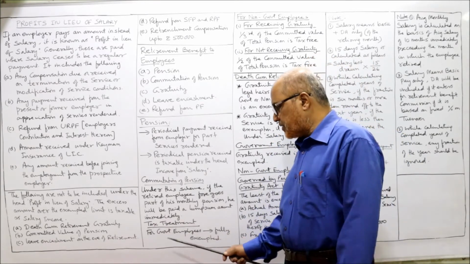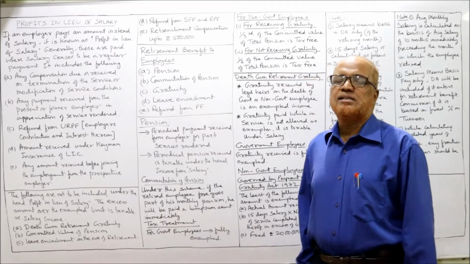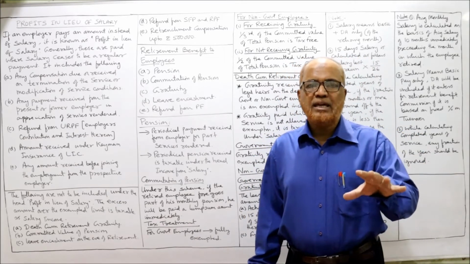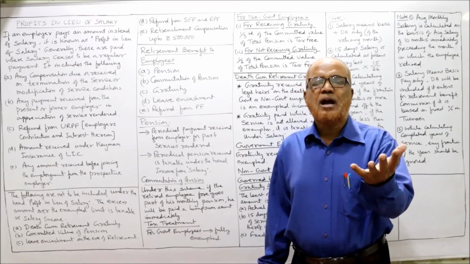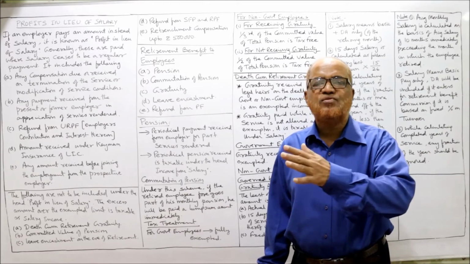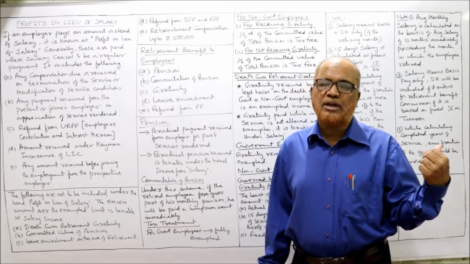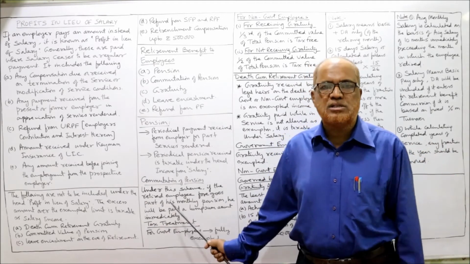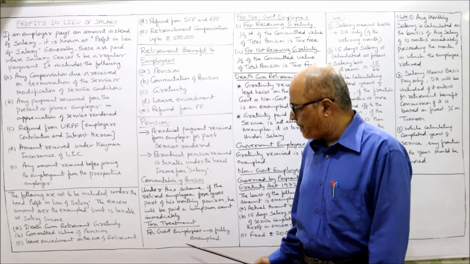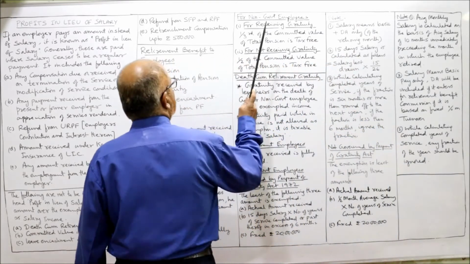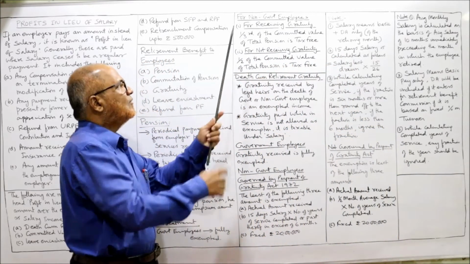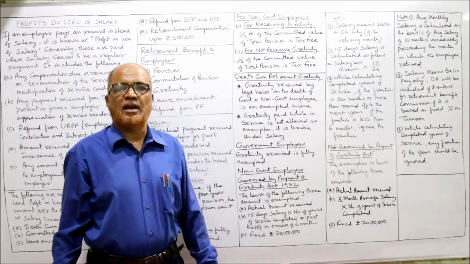Now, tax treatment. For government employees, it is fully exempted. If the employee is a government employee, then commuted pension is fully exempted from tax. These points you have to remember while doing the problem. In the coming videos, I am going to do problems on pension, gratuity, etc. Now, non-government employees: for those receiving gratuity and for those not receiving gratuity.